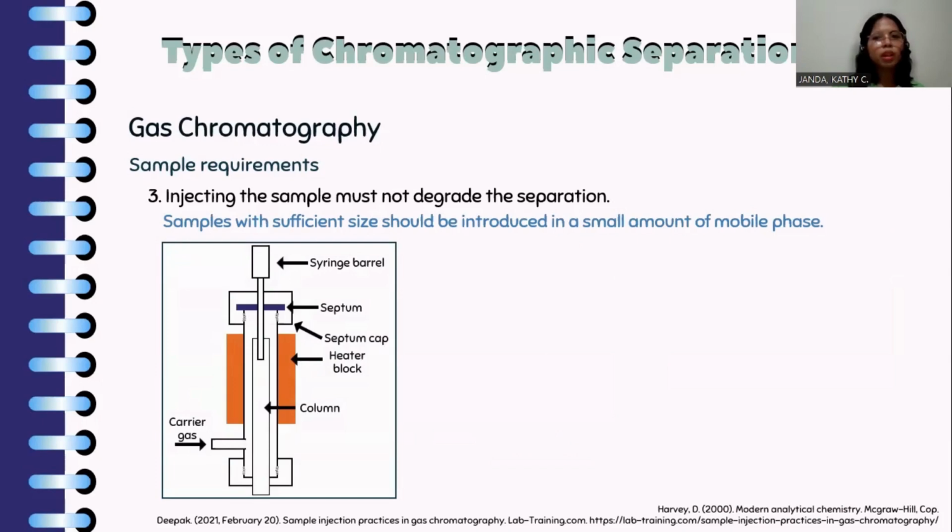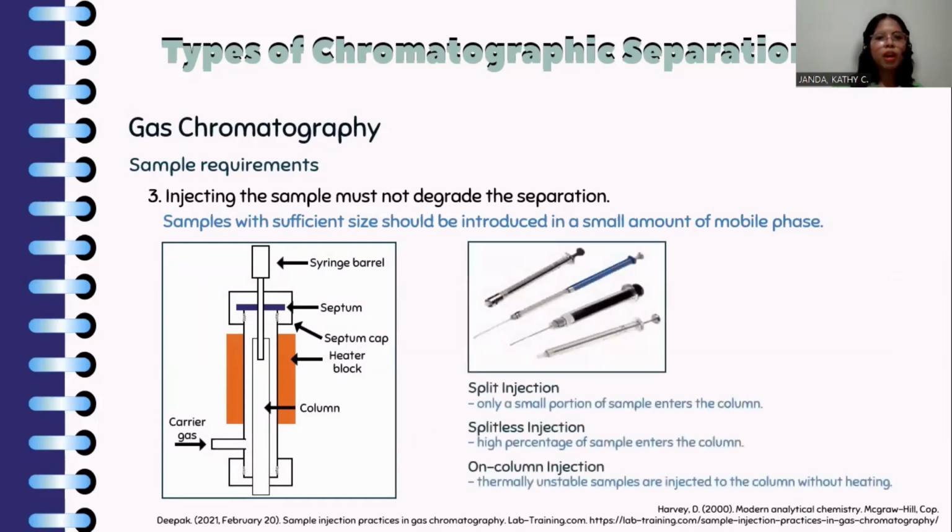A typical packed column injection port uses a rubber septum and a microliter syringe with the injector block heated at least 50 degrees Celsius above the highest boiling point in the sample to ensure rapid vaporization. On the other hand, capillary columns need special injectors. In the split injection, only 0.1 to 1% of the sample enters the column and the remainder is discarded, while splitless injections allow a higher percentage of the sample to enter the column, useful for trace analysis. For easily decomposable samples, on-column injection without heating may be used, with the column temperature slowly increasing for volatilization.